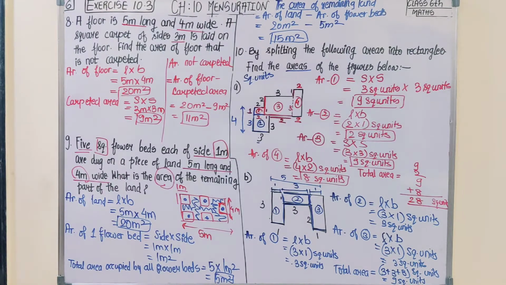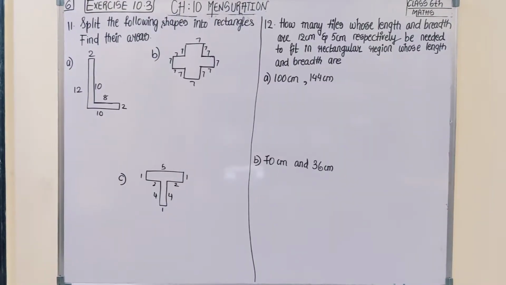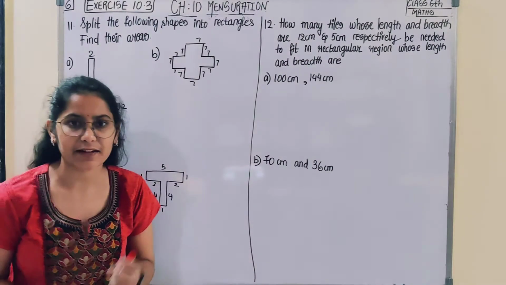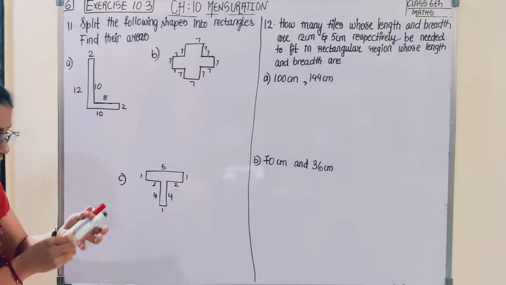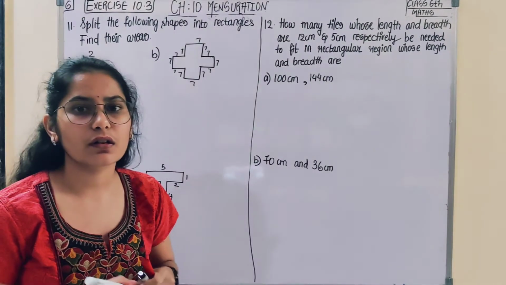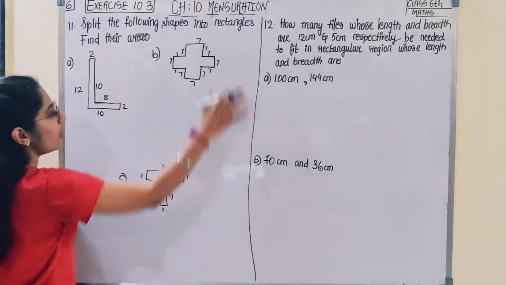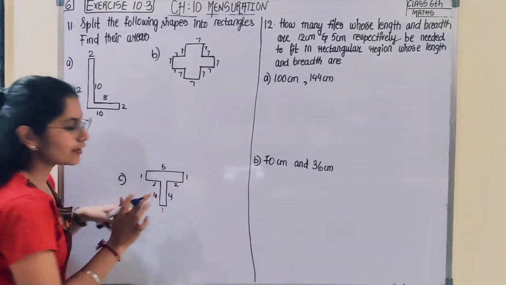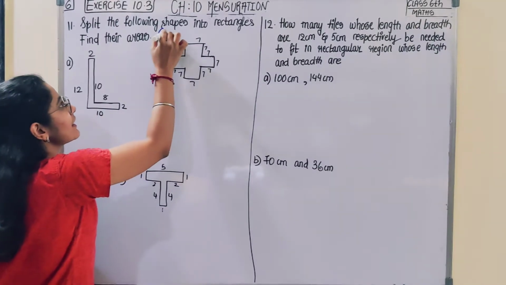Okay, moving down to next set of questions. So here are the last set of questions of this exercise 10.3. Okay, so I forgot to mention, in question 10, these all, the values given of each side is in centimeter.